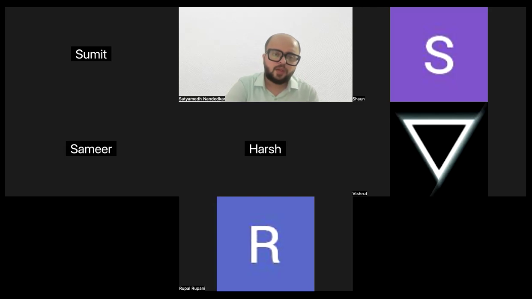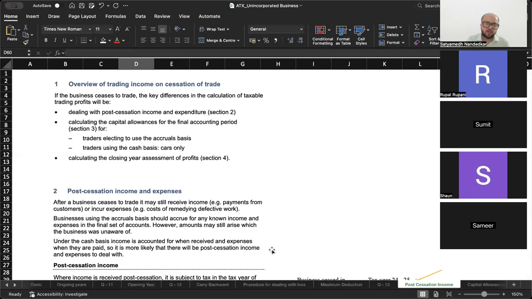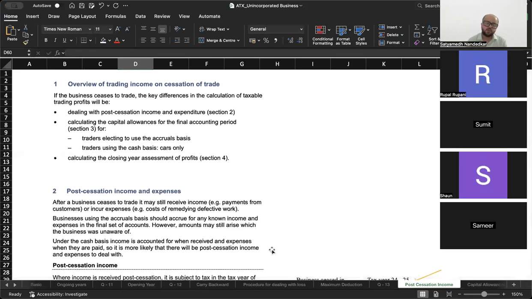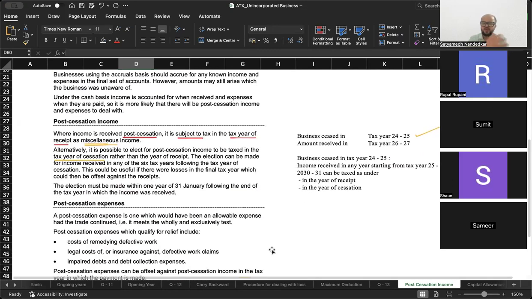So, let's talk about a situation of cessation of trade where the business is coming to an end. What will happen in that case? If the business ceases to trade, the key differences in the calculation of taxable profits will be dealing with post-cessation income and expenditure and calculating the capital allowances for the final period. Now, this post-cessation income and expense, we have done this fairly recently. If income is received in the post-cessation period, it is subject to tax in the year of receipt as miscellaneous income.